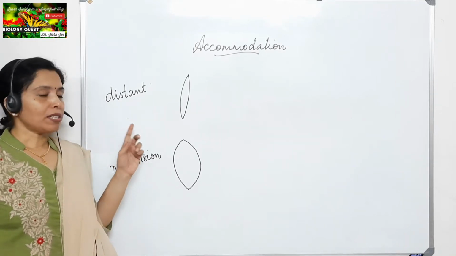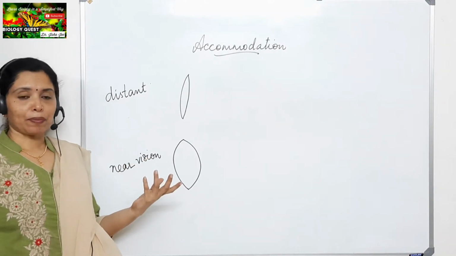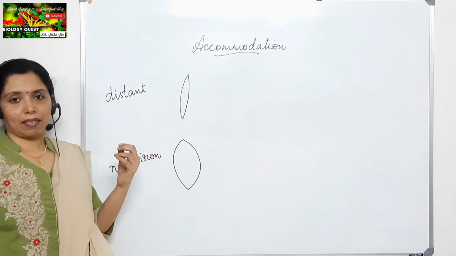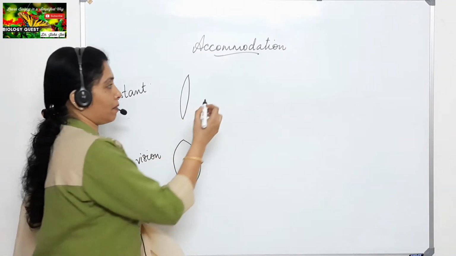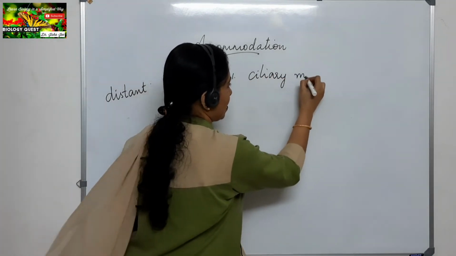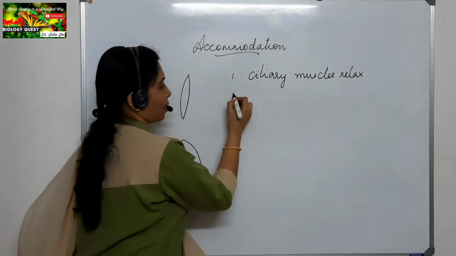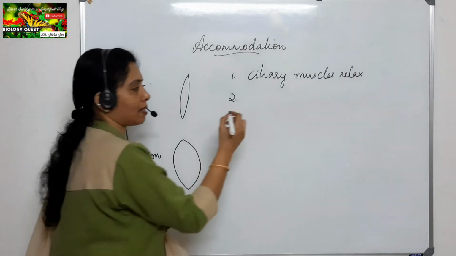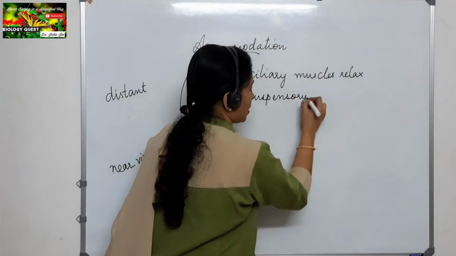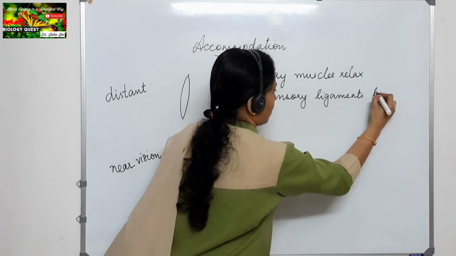Okay. Now, in the first case, that is to see objects at a distance. For distant vision, we know the lens has to become more thin or less convex. When does this happen? This happens when the ciliary muscles relax. Ciliary muscles relax. And what happens when the ciliary muscles relax? The suspensory ligaments tighten up.